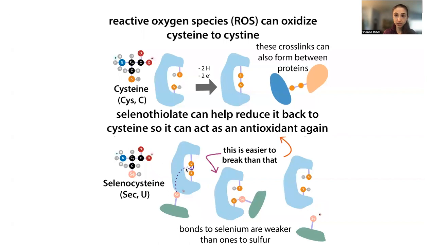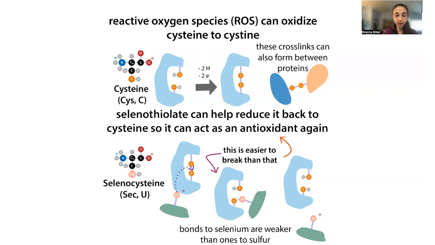This is similar to what we see thioredoxin doing, but here, because we're using selenium, it's going to be easier to break that bond up, and easier to re-break the bond that you formed to the selenium. So basically, you're breaking up the cross-links and making it so that you can more easily regenerate things. And so selenium plays a key role there.